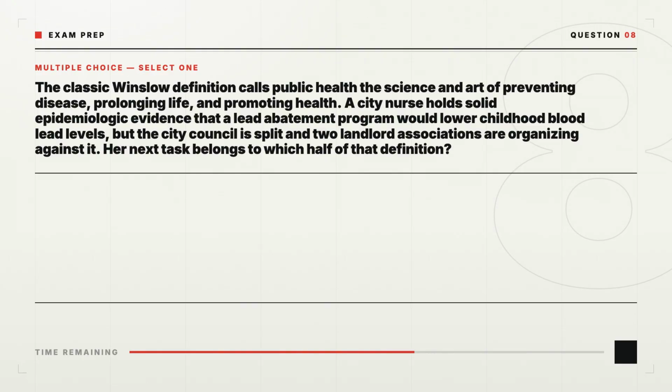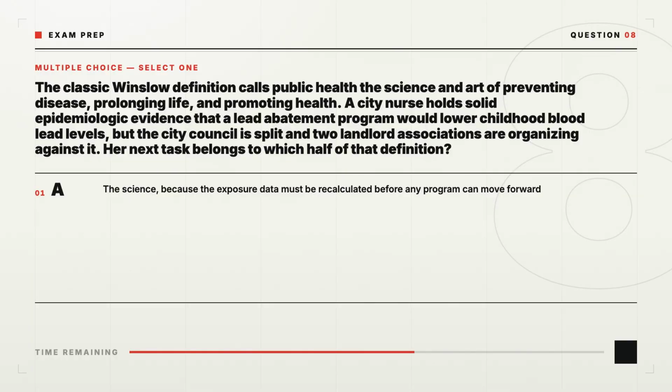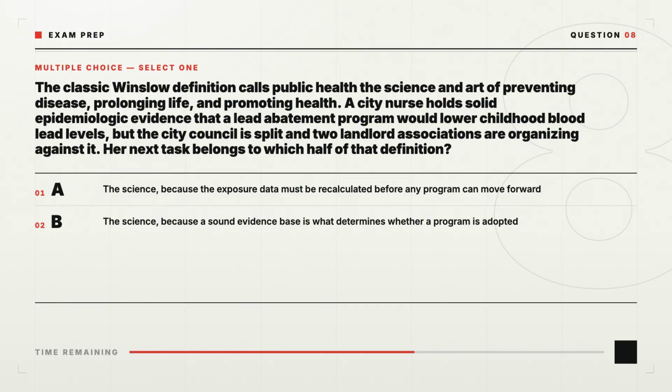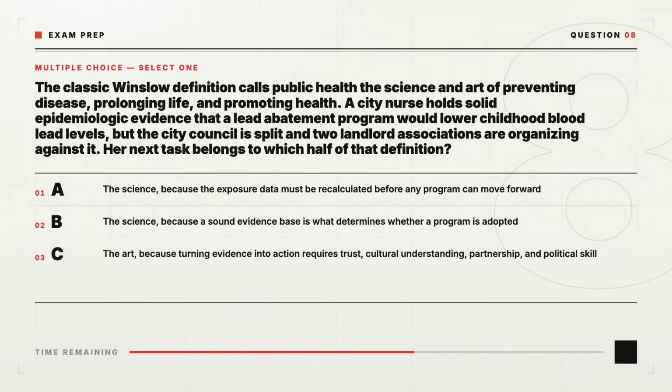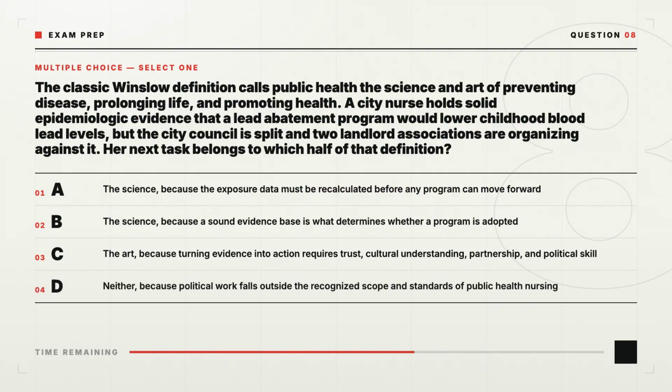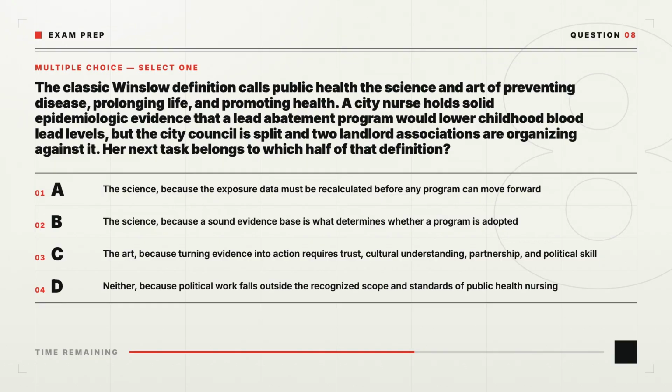Your options are A. The science, because the exposure data must be recalculated before any program can move forward. B. The science, because a sound evidence base is what determines whether a program is adopted. C. The art, because turning evidence into action requires trust, cultural understanding, partnership, and political skill. D. Neither, because political work falls outside the recognized scope and standards of public health nursing. Got a guess? Lock it in.